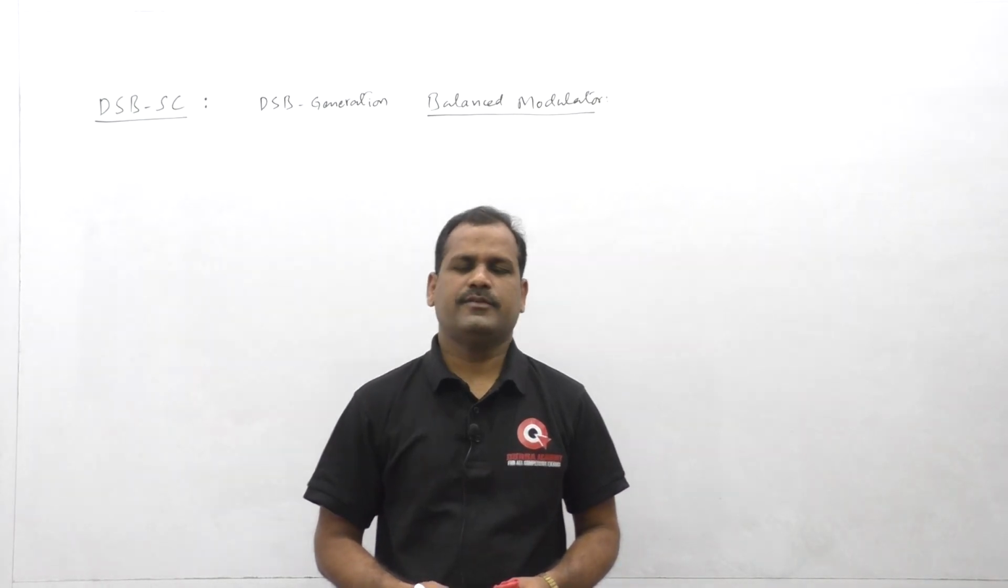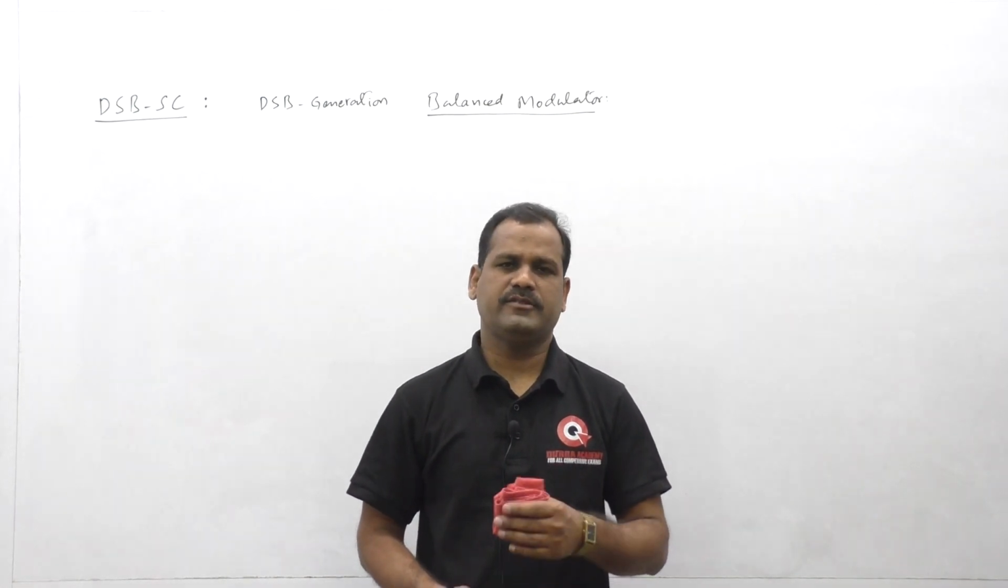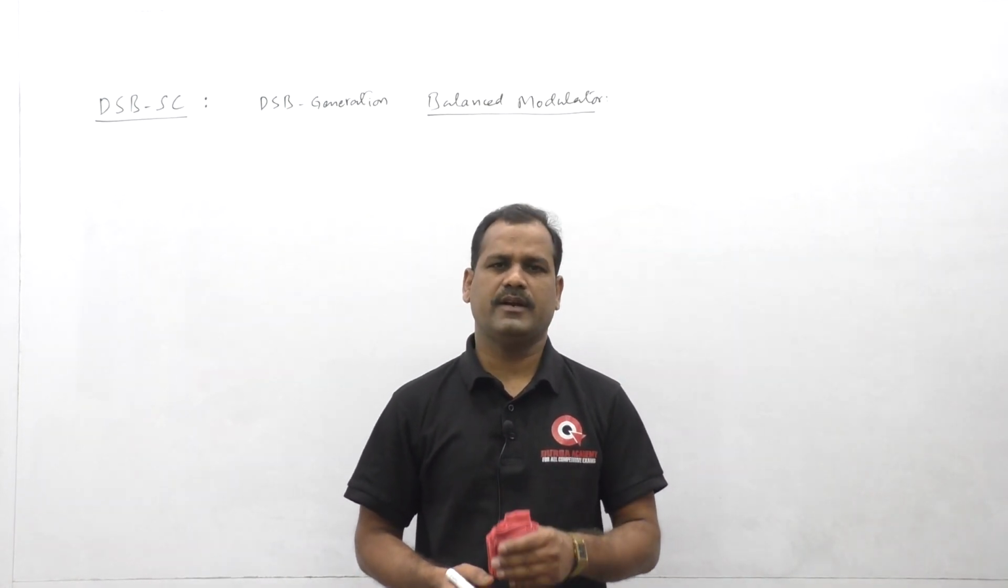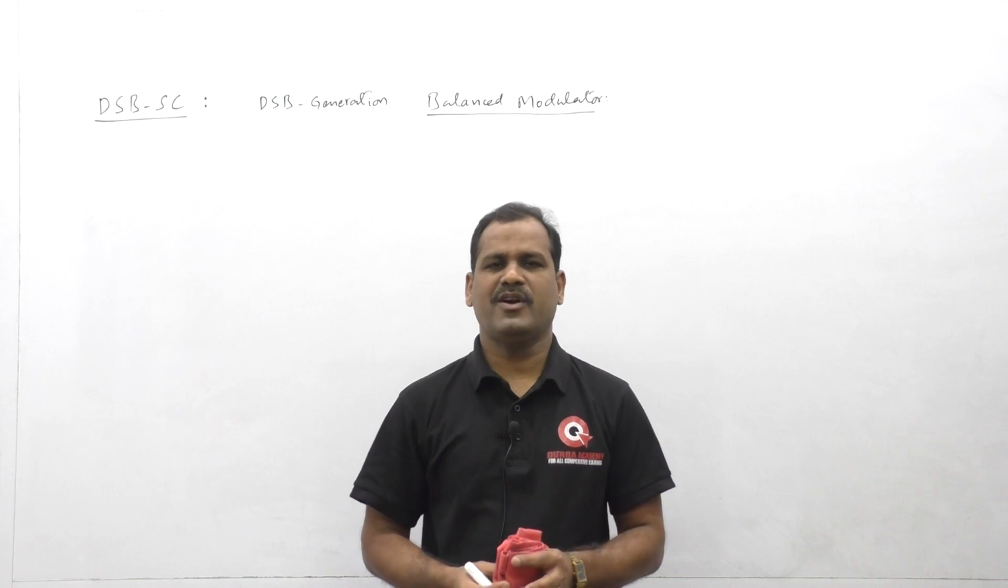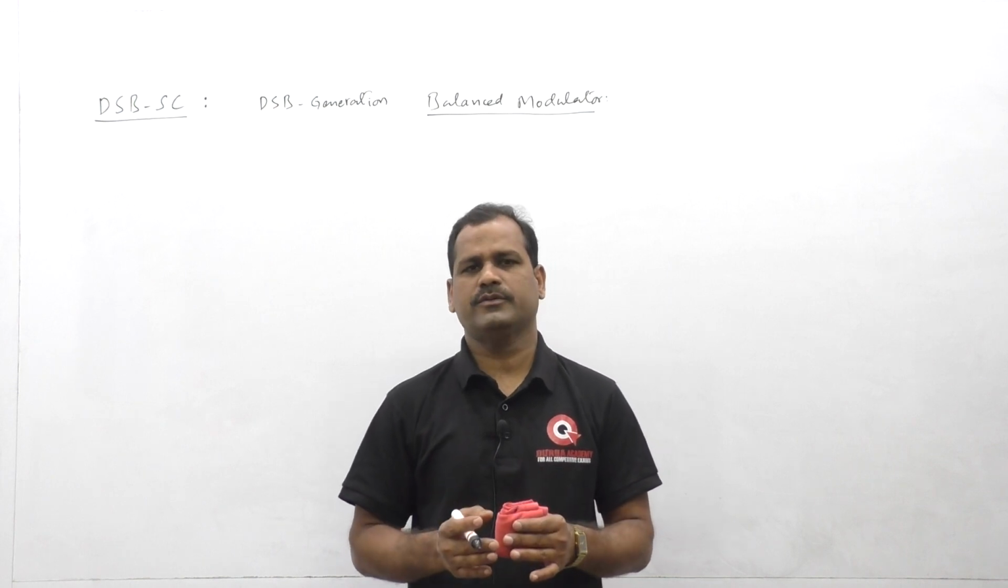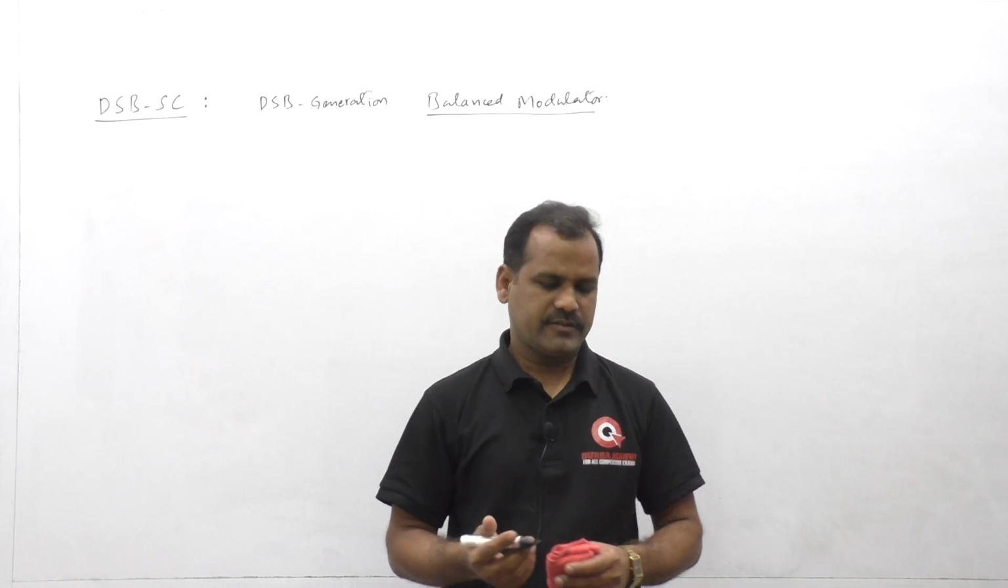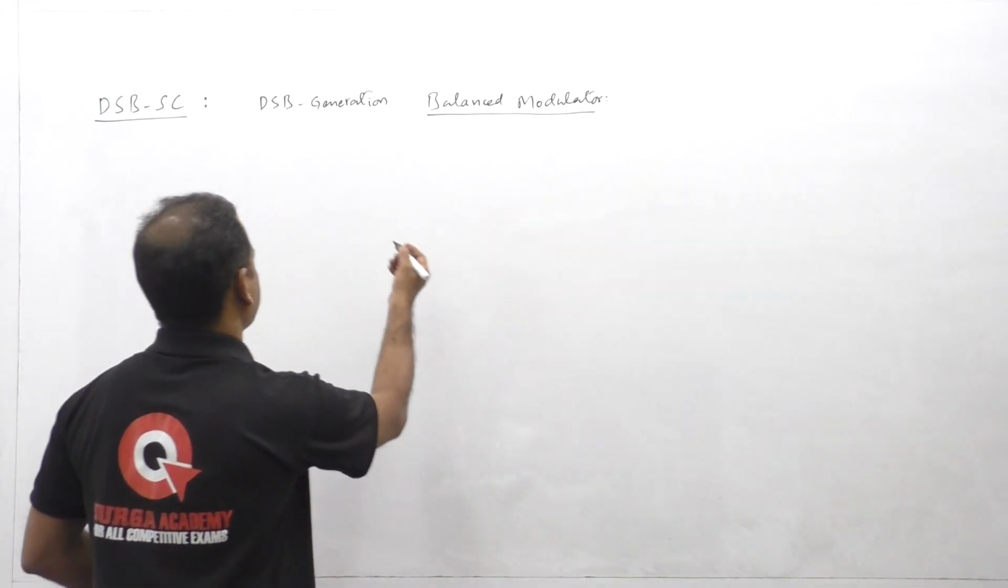There are two techniques for the DSB-AC signal generation. One is balanced modulator, second one is ring modulator. So for the balanced modulator, generally we have to use two AM modulators. See the block diagram of this balanced modulator first.